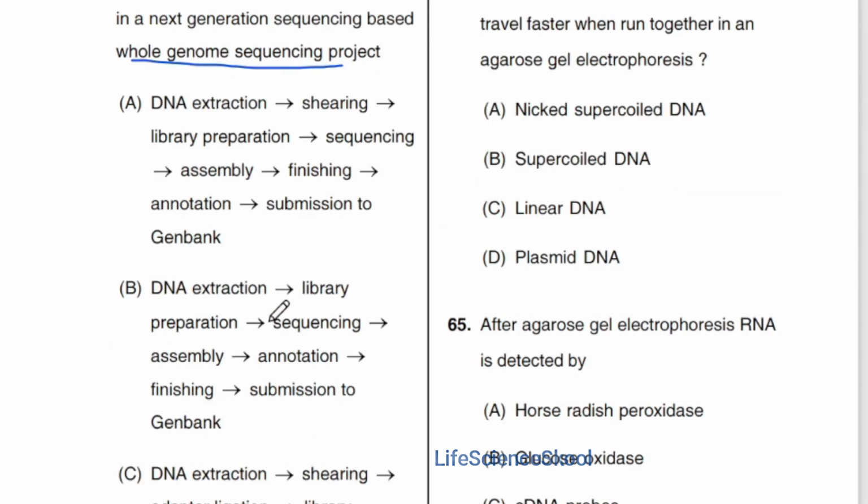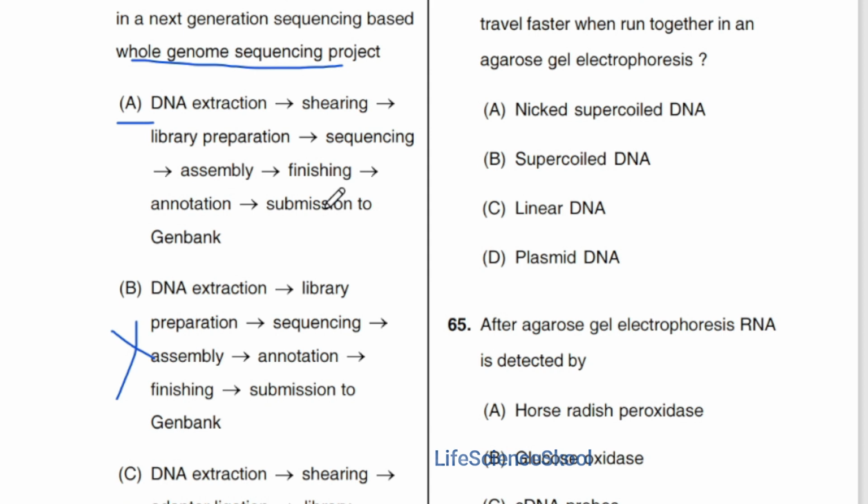After that they are going to do the fragmentation. Fragmentation means they are going to do the cutting. Like shearing means they are going to cut the sample. That is there in option A and option C. So you can leave out these two, option B and option D here. After cutting, next we will move on to the next step.